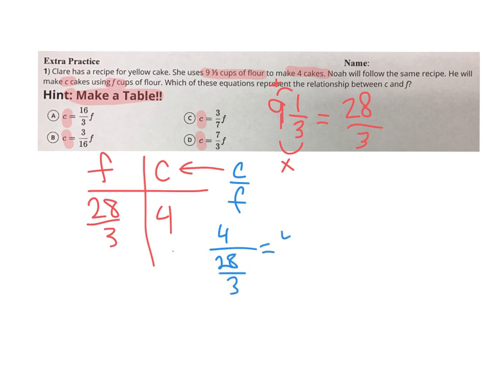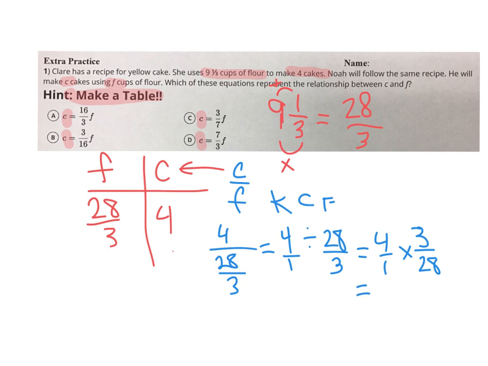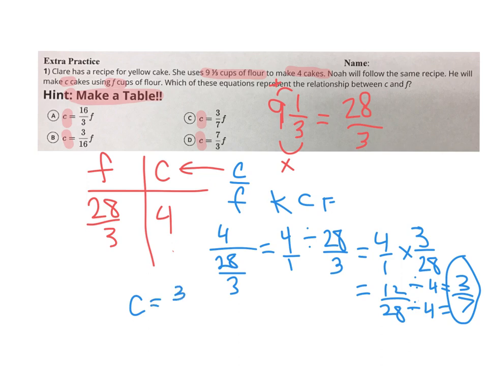We're going to rewrite that because that's our complex unit rate. So that's going to be 4 divided by 28/3. Then we're going to keep it, change it, and flip it. That gives us 12/28, which simplifies down to 3/7. Now we're going to write our equation using C, F, and our constant of proportionality. So we have C equals 3/7 F, and that is option C.